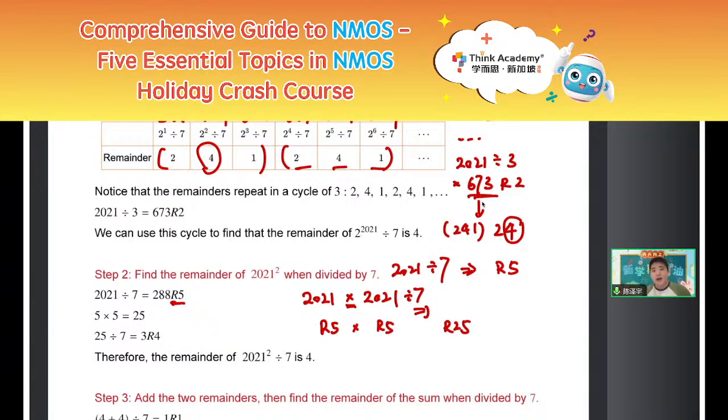Because 25 is bigger than our divisor, right? So we can actually pack this 25 into another several groups of sevens. That's why to find out the actual remainder, we have to do 25 divided by 7 again. And then we can get our actual remainder, which is 4. Okay. Yes, I have a lot of people saying it's 4. Yes, good job.